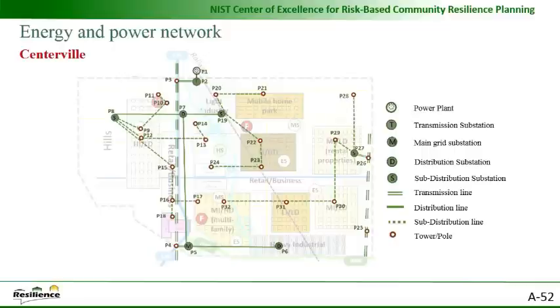Centerville has been used as a testbed also for the energy and power network. The testbed network consists of one power plant, one transmission substation, one main grid substation, two distribution substations, three sub-distribution substations, and 24 towers connected by transmission, distribution, and sub-distribution lines.